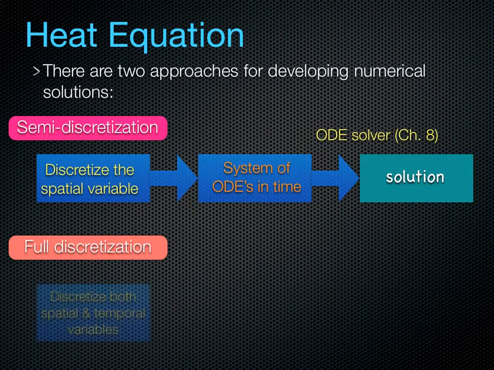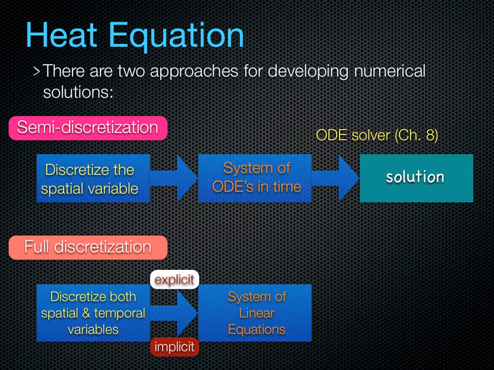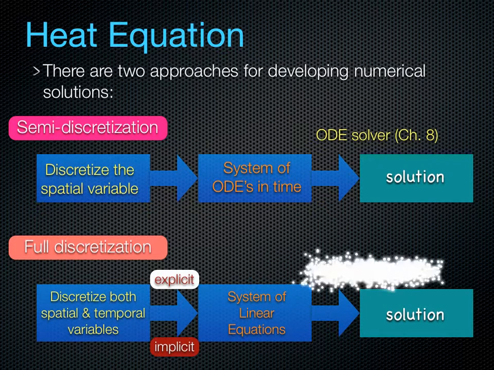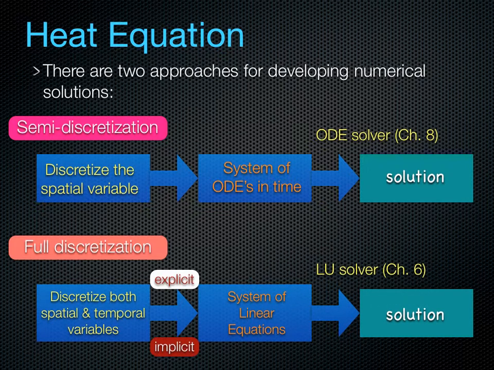In the full discretization, again, as the name implies, both the spatial and temporal variables are discretized, which gives you a system of linear equations, whether you discretize the derivatives with an implicit or an explicit formula. And then you can solve those systems of linear equations to determine your field variable at all times and positions using a direct solver like a Gaussian solver or an LU solver, which we have also learned previously.